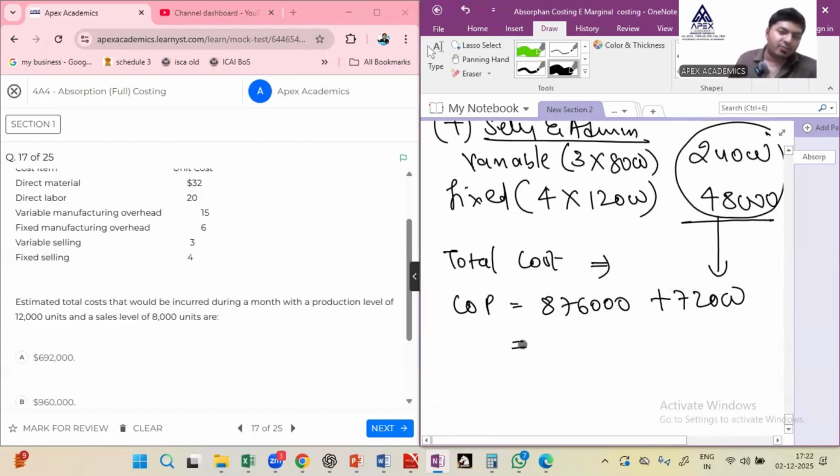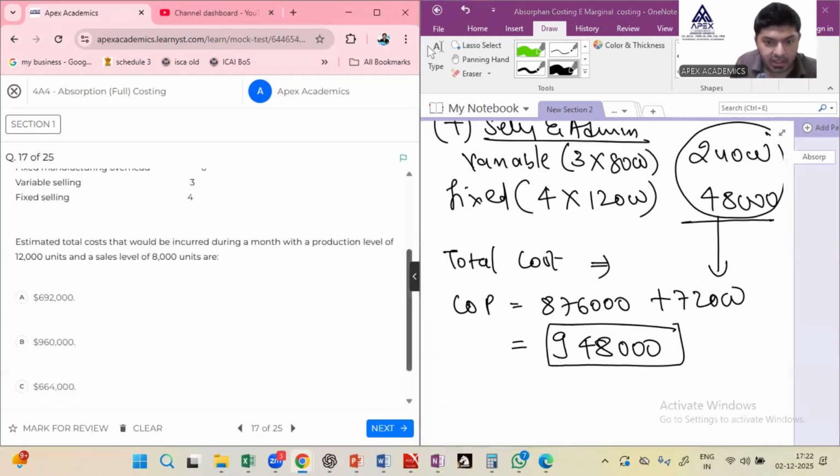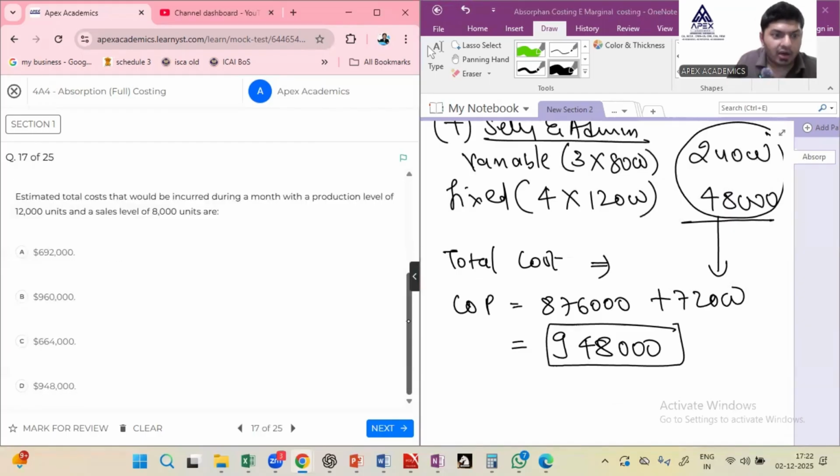So 8,76,000 plus 72,000, my total will be 9 lakhs and 48,000. What will be my total? My total will be 9 lakhs and 48,000. If we go and look over here, our answer is option number D.